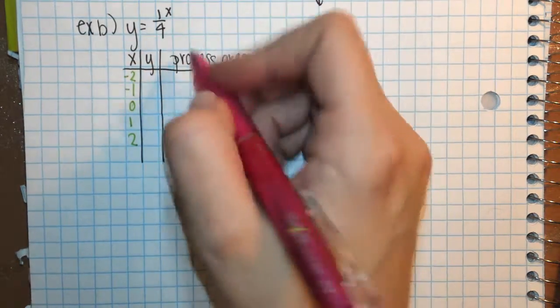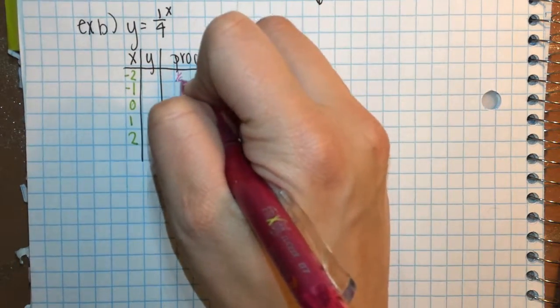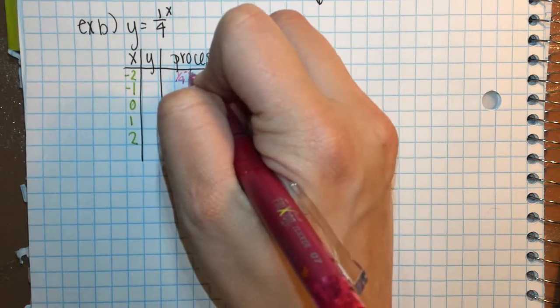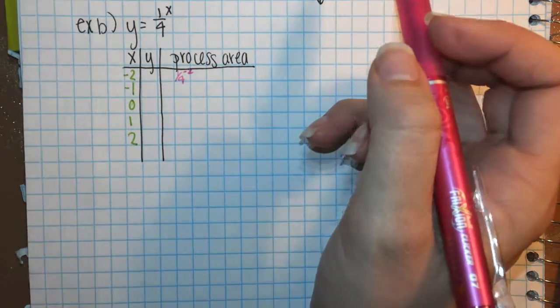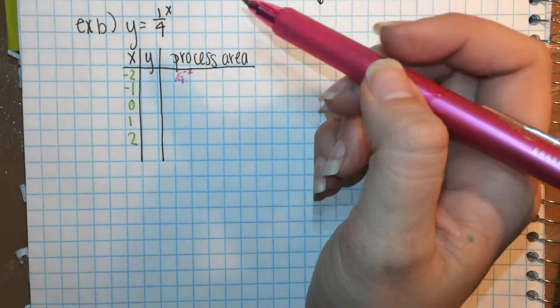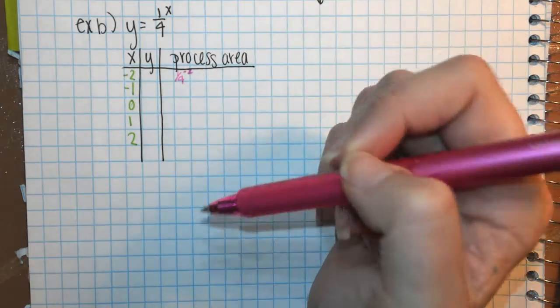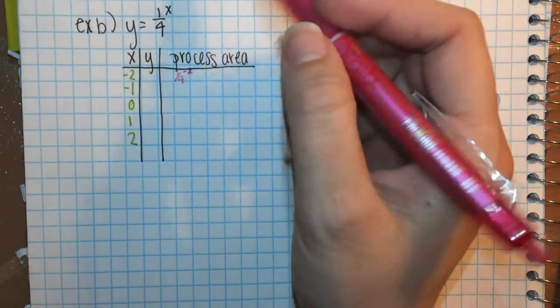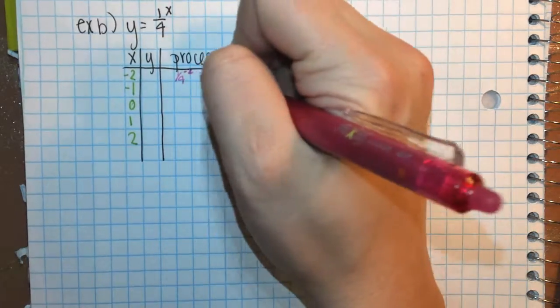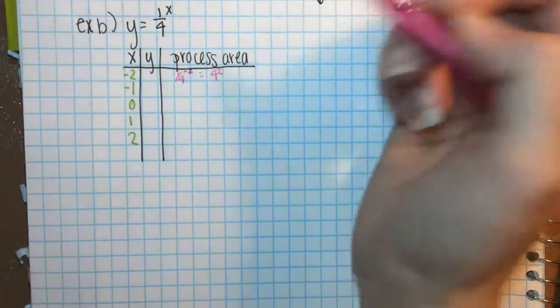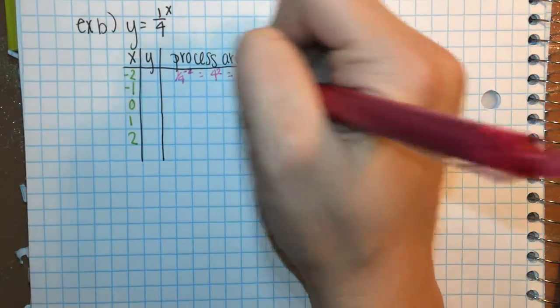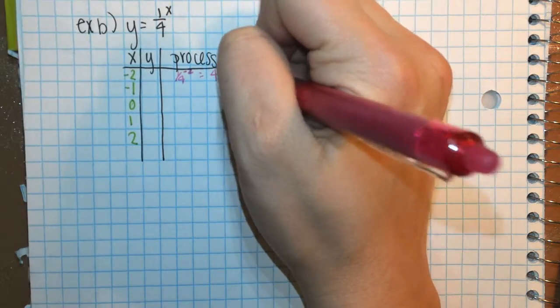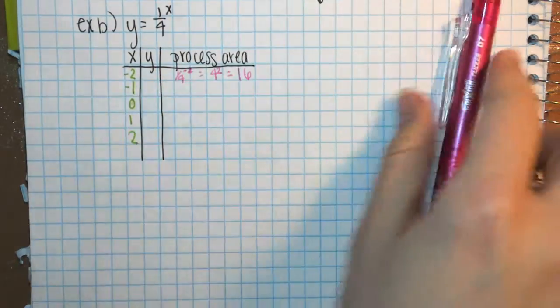So we have 1/4 to the -2, which just fits under that crooked line. Now, negative exponents flip whatever our base is. And if we flip 1/4, it becomes 4 squared. And 4 squared is 16. Good.